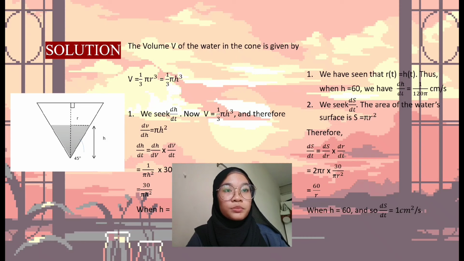We seek dS/dt. The area of the water surface is S = πr². Therefore, dS/dt = dS/dr multiplied by dr/dt. So here we can get 2πr multiplied by 2t per πr². So the answer we can get here is 60/r. When h = 60, dS/dt = 1 centimeter squared per second.